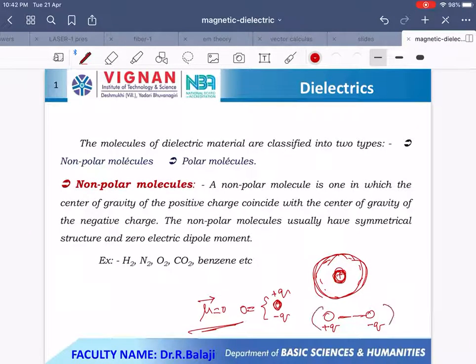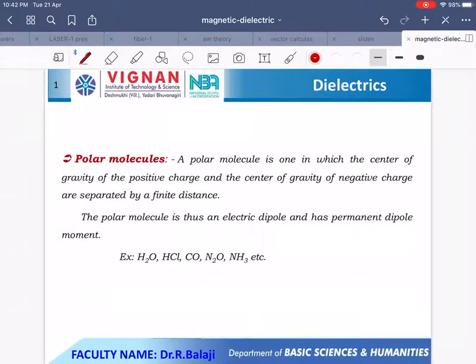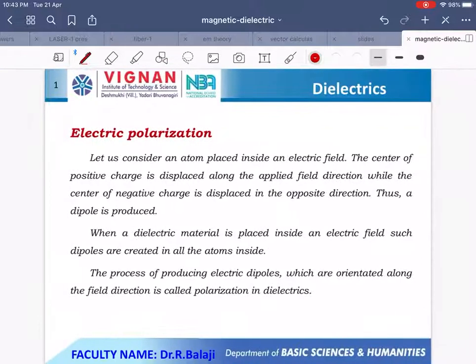So they have permanent dipoles. Whenever they have permanent dipoles, then they have a permanent dipole moment. Such types of molecules are called polar molecules. H2, N2, O2, CO2 are symmetrical molecular structures, so the dipole moment value is equal to 0, and these are called non-polar molecules. Whereas H2O, HCl, CO, N2O have permanent dipole moments, and such types of molecules are called polar molecules.